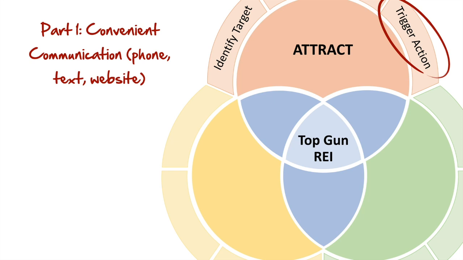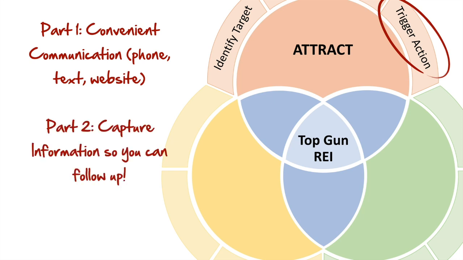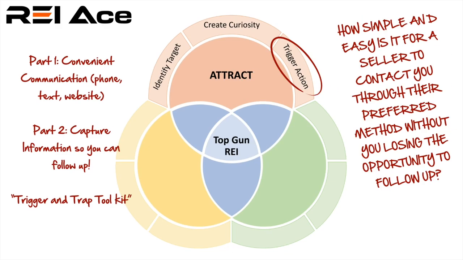And regardless of which one they choose, and this is the second part, you must be able to capture their information when they do contact you, regardless of which method they choose, so you can follow up. You see, most transactions, they won't happen until after the 8th contact or so. So triggering the seller's action so that it triggers your follow-up action, that's key. And we do that with the Trigger and Trap toolkit that we have here at Epic. So once you have those 3 components in place, it's time to automate this entire process.